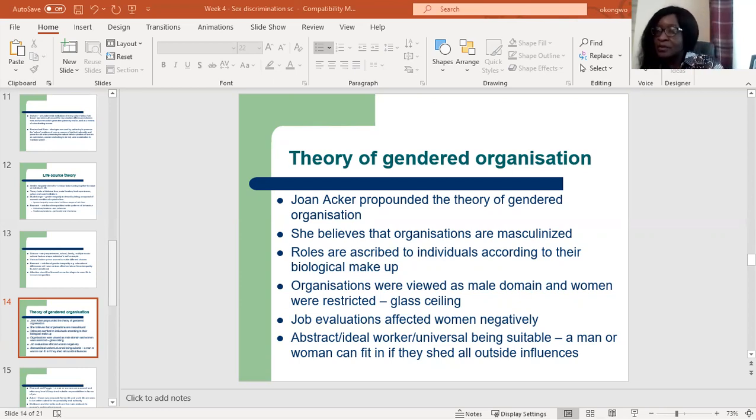So when this happens, you see that it would affect women because they are the ones that give birth. And remember, we said earlier on that society expects them to look after the children. So a woman with a child, who society expects to look after the children, it's not possible for her, at the snap of a finger, to get up and report to New York tomorrow. So such abstract jobs will be suitable for a universal individual, who is able to shed all outside influences and only live for the job.